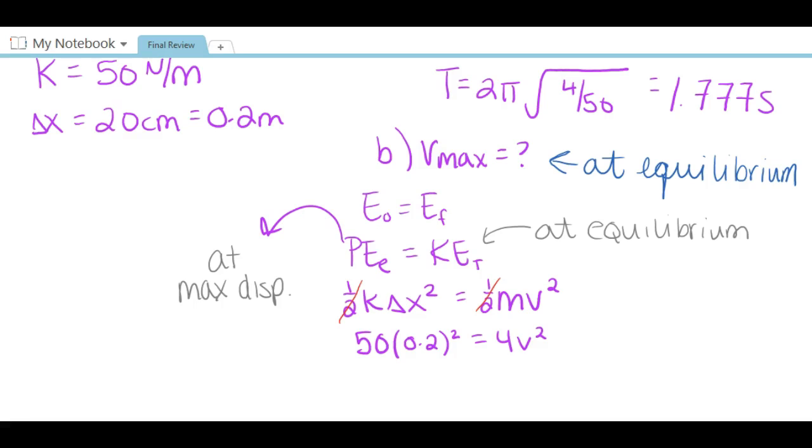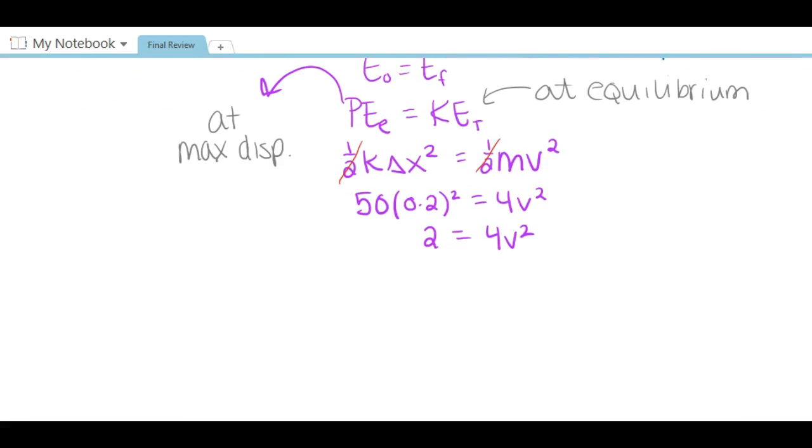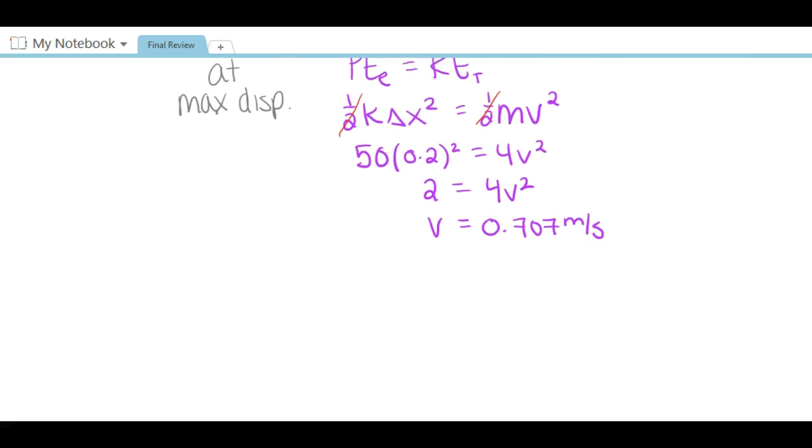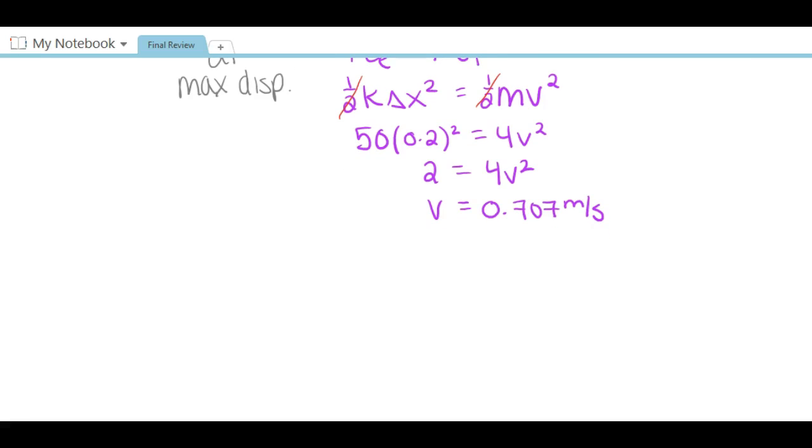So plug in everything that we know. Ultimately, 0.2 squared times 50 becomes 2, and that's equal to 4v squared. So divide 2 by 4 and then take the square root to get a velocity value of 0.707 meters per second. That's the speed that it's moving the fastest, and that's through equilibrium.